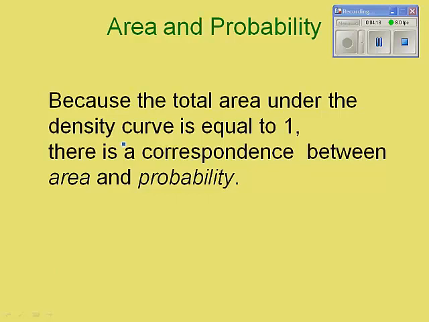Now, because the total area under the curve is going to equal 1, we're going to have a correspondence between area and probability, just like the problem we did at the beginning of class.